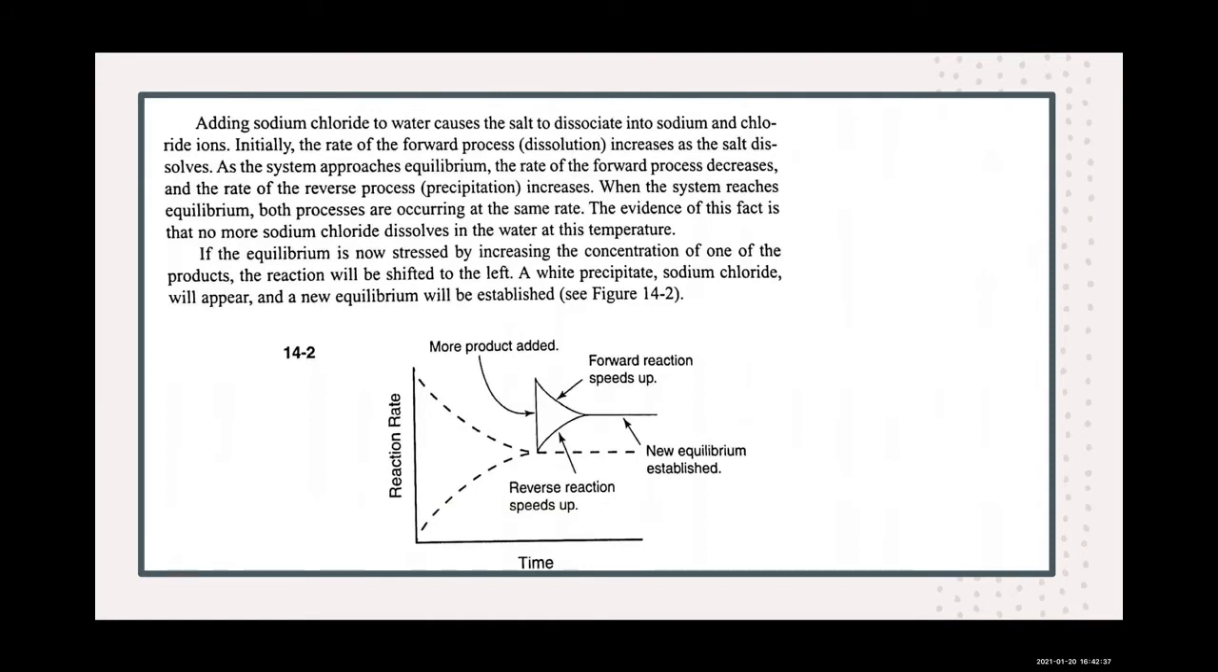Adding sodium chloride to water causes the salt to dissociate into sodium and chloride ions. Initially, the rate of the forward process, dissolution, increases as the salt dissolves. As the system approaches equilibrium, the rate of the forward process decreases, and the rate of the reverse process, precipitation, increases. When the system reaches equilibrium, both processes are occurring at the same time. The evidence of this fact is that no more sodium chloride dissolves in the water at this temperature. If the equilibrium is now stressed by increasing the concentration of one of the products, the reaction will be shifted to the left. A white precipitate, sodium chloride, will appear, and a new equilibrium will be established.